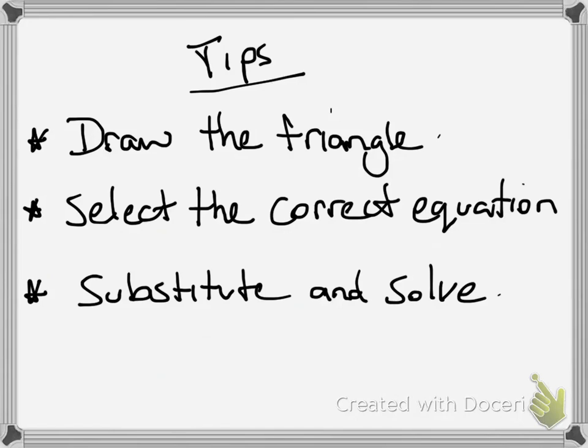The second tip is to just make sure that after you've drawn your triangle, you select the correct equation. The way you do that is, are you finding the hypotenuse or are you finding a short side? That tells you which equation you're going to be using. And finally, once you've selected the correct equation, you just need to substitute the values into your equation and solve it using the exact same method of working out we've done in class as what I've shown you before.